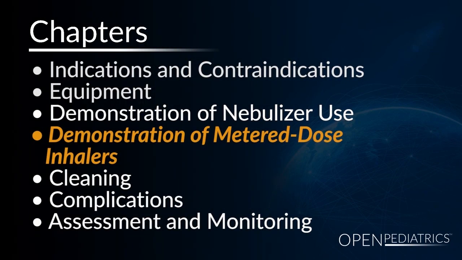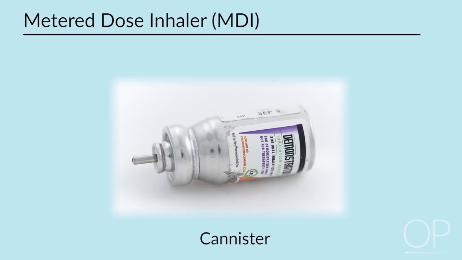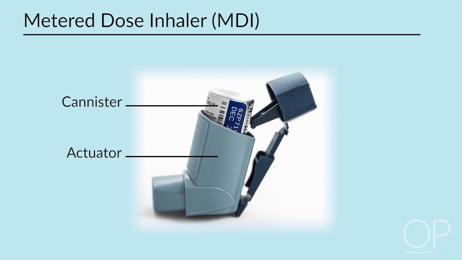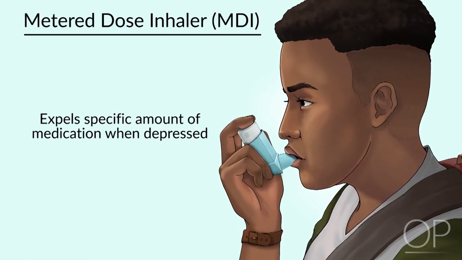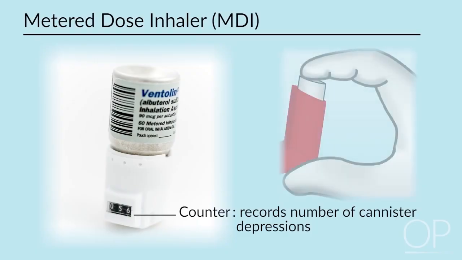Demonstration of metered dose inhalers. In the next segment, I'm going to discuss the proper application of metered dose inhalers, or MDIs, in children. A metered dose inhaler consists of a canister, which contains a propellant, a compressed inert gas, and a medication, an actuator that the canister is inserted into, and, when depressed, directs a specific amount of medication through the mouthpiece, and sometimes a counter, which retains a record of the number of canister depressions to help gauge when a canister should be changed for your subject.